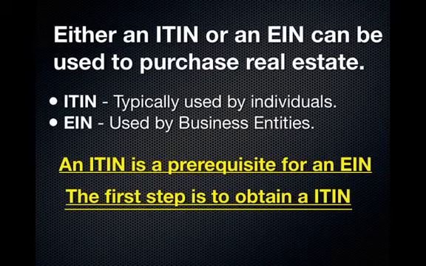Now, either an ITIN or an EIN can be used to purchase real estate in the U.S. Typically, an ITIN is used by individuals, whereas an employer identification number, an EIN, is usually used by business entities. Now, in order to get an EIN, you have to have an ITIN. In other words, the individual taxpayer ID number is a prerequisite for the EIN, meaning that the first step in the process here is to obtain an ITIN, or an individual taxpayer ID number.